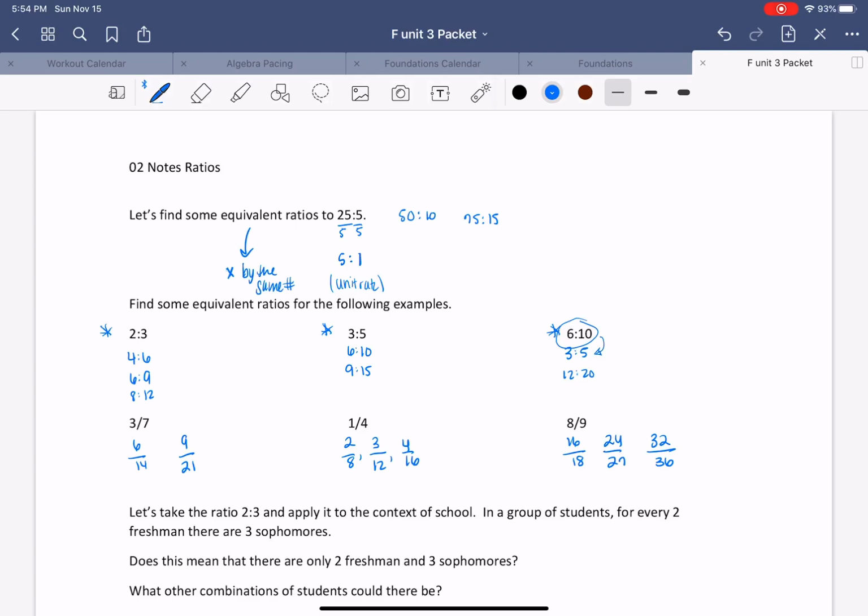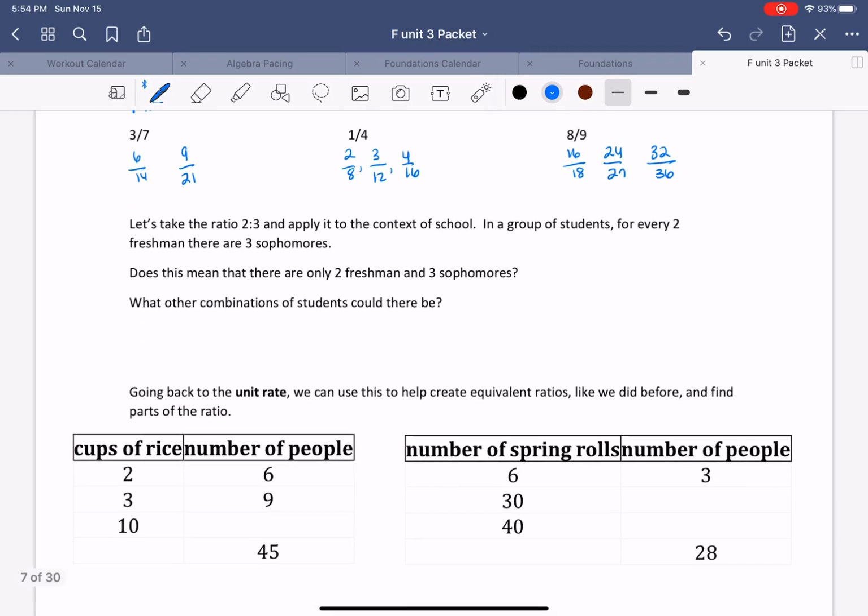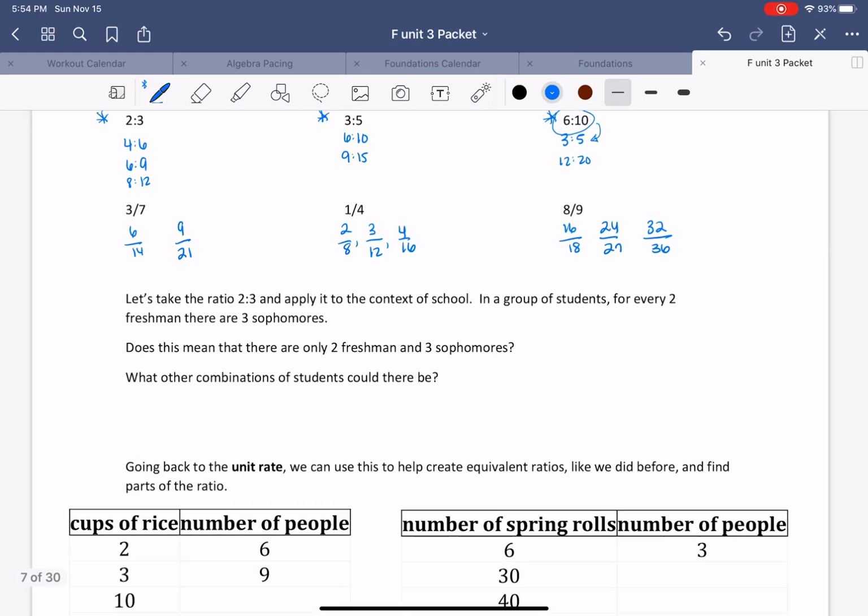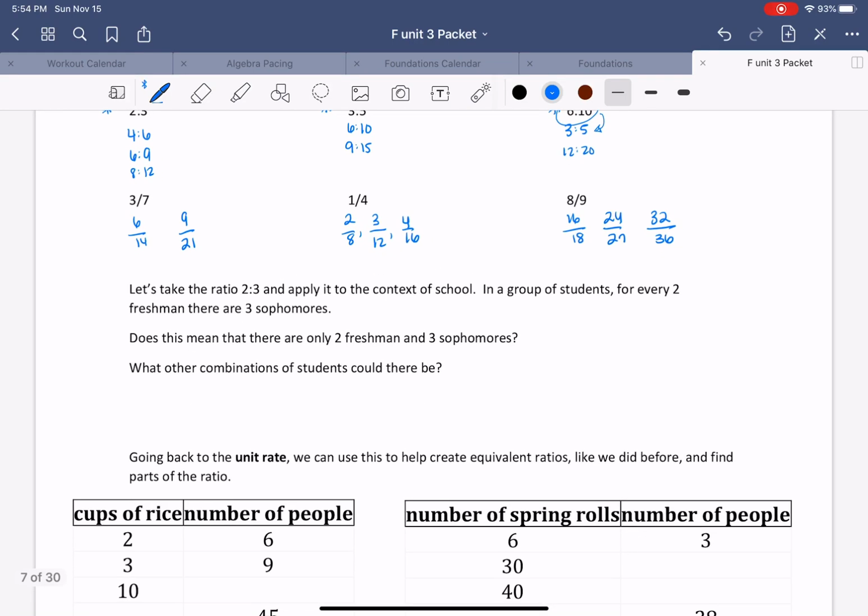All right. Again, these are just some possibilities, but you can have more. So let's take the ratio 2 to 3 and apply it to school. So let's say in a group of students, for every 2 freshmen, there are 3 sophomores. Does that mean that there are only 2 freshmen and 3 sophomores in the school? Of course not. So we can have different combinations of students by making equivalent ratios.